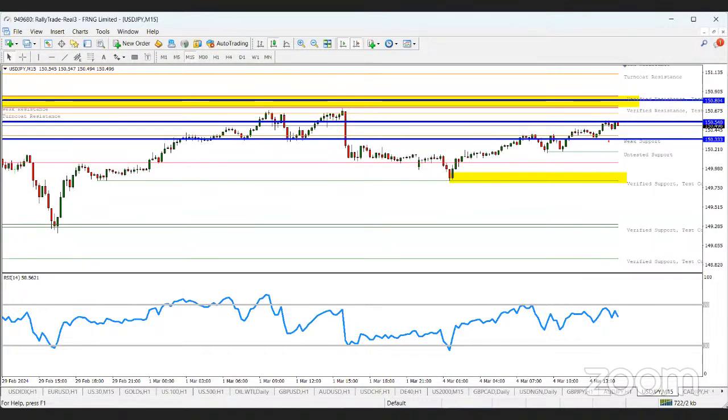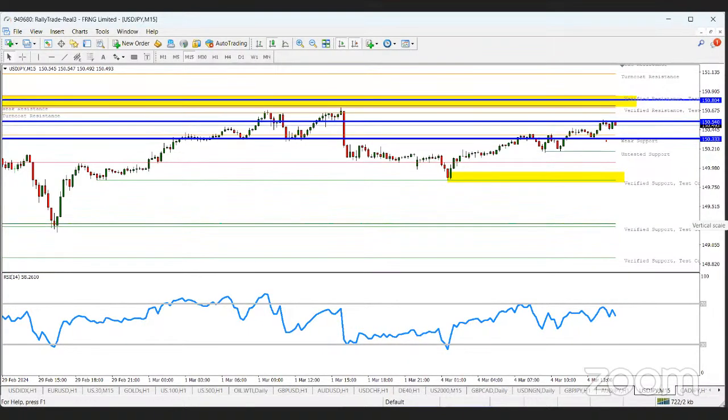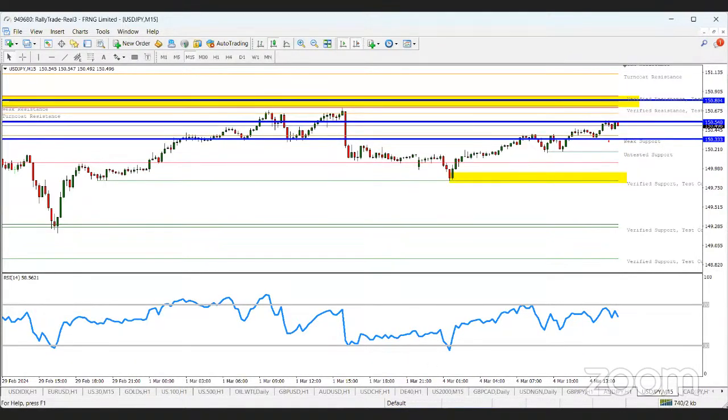Let me take that again. For USD JPY, I'll be looking out for a sell from 150.800, to around 150.590. I also said I can have a buy from 150.330, with take profit at 150.530. Right? So that's for USD JPY.